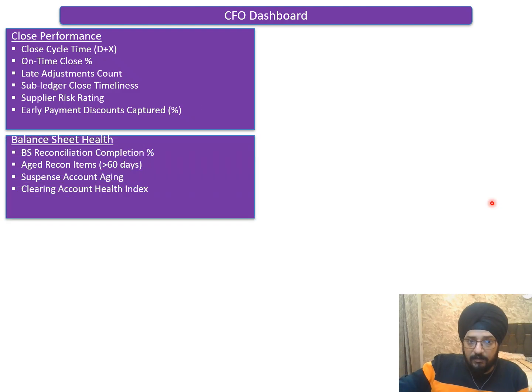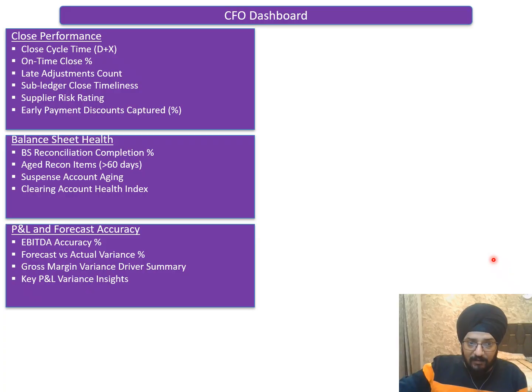And then balance sheet health: balance sheet reconciliation percentage, age reconciliation open item, suspense account aging, and the clearing account health index. P&L and forecast accuracy, EBITDA accuracy percentage, most important. Let's say we have created one EBITDA percentage basis the forecast, how close my actual results are, whether it is same or it is more deviation, and if there is deviation, then we need to understand whether our forecasting was done correctly or not, and if not, we need to understand the reason for those variances. Forecast versus actual variances, gross margin variances, driver summary, and the key P&L variance insights.